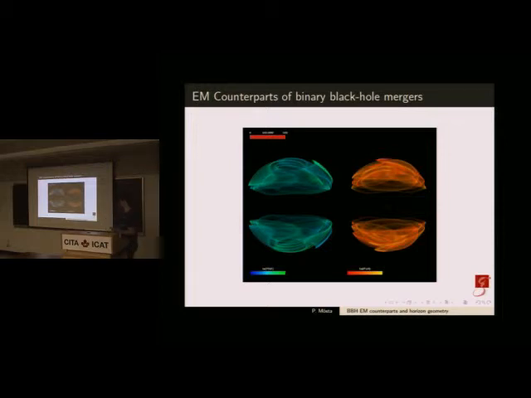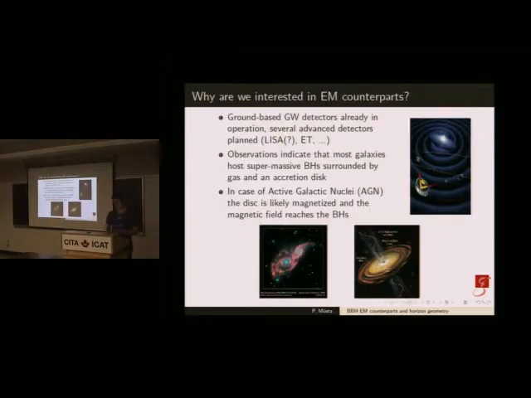Okay, so the first part of the talk is about counterparts of binary black hole mergers. Her group is basically the expert in all of that. We've done quite a lot of more recent work on that, and I was part of the first round. And so why are we interested in electromagnetic counterparts of binary black hole mergers?